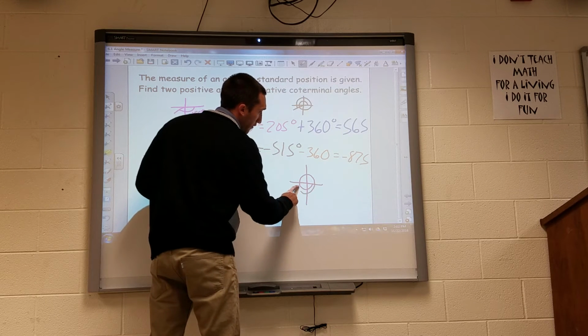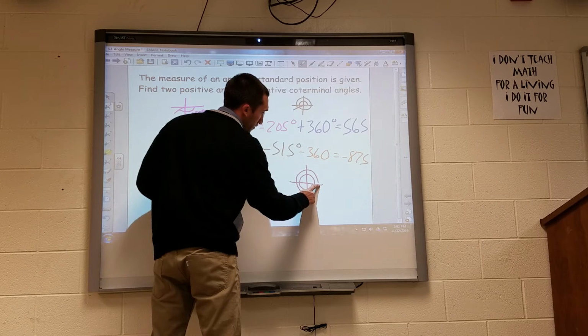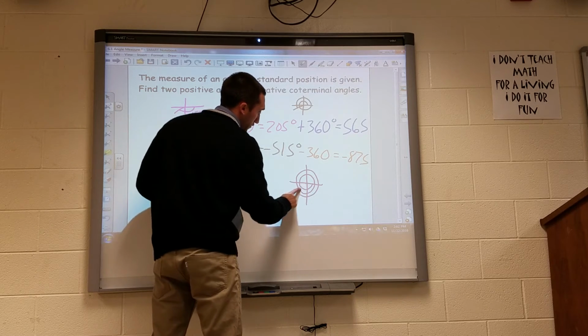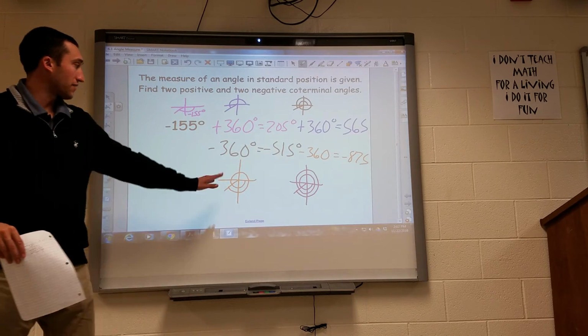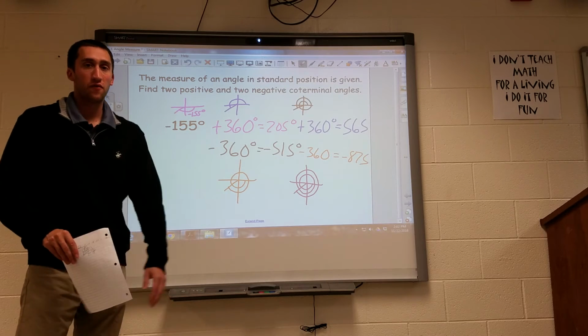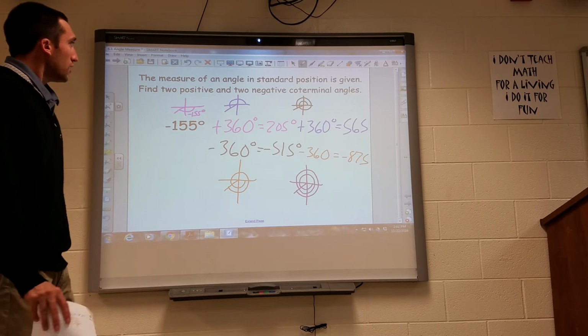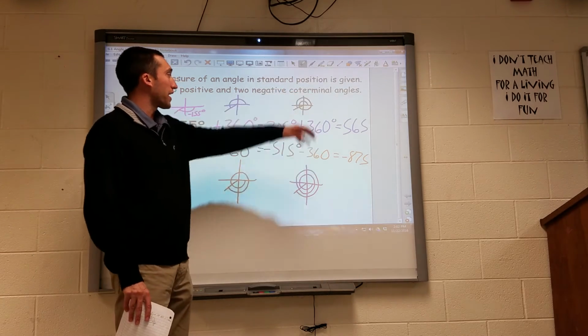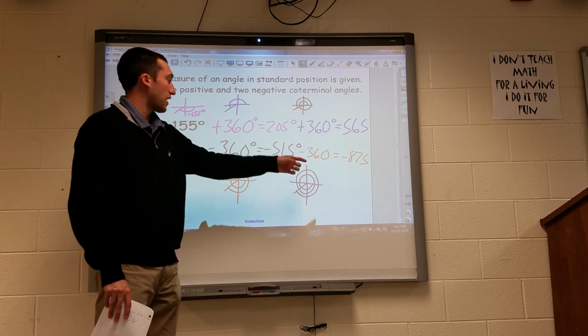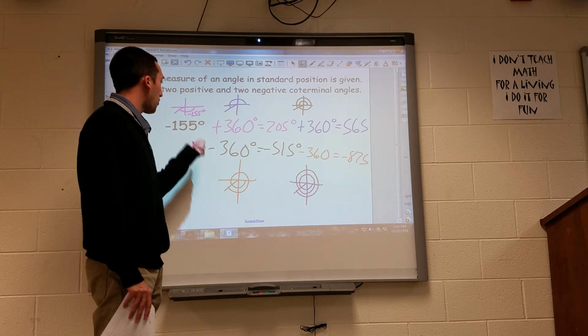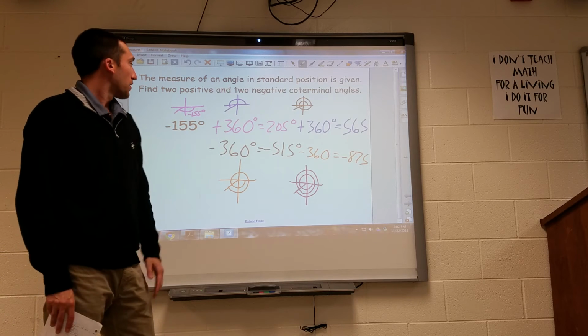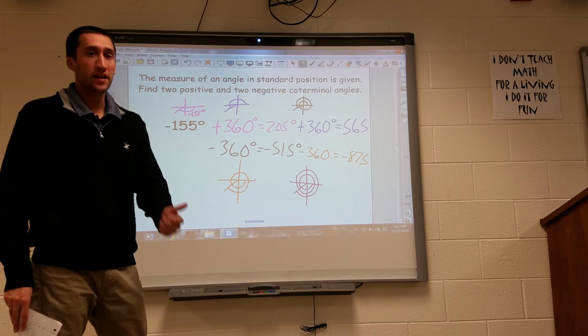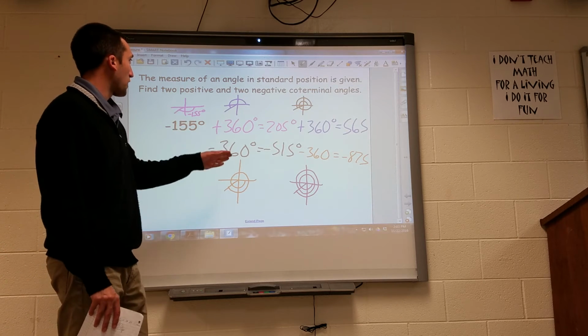It's more than 720, which would be two times around, and then it's 155 degrees more, again ending at the same location as the other 4 points. So when they're talking about coterminal angles, they just want angles that end at the same point as the angle given. This can be degrees, this can be radians, and it can be done the same way.